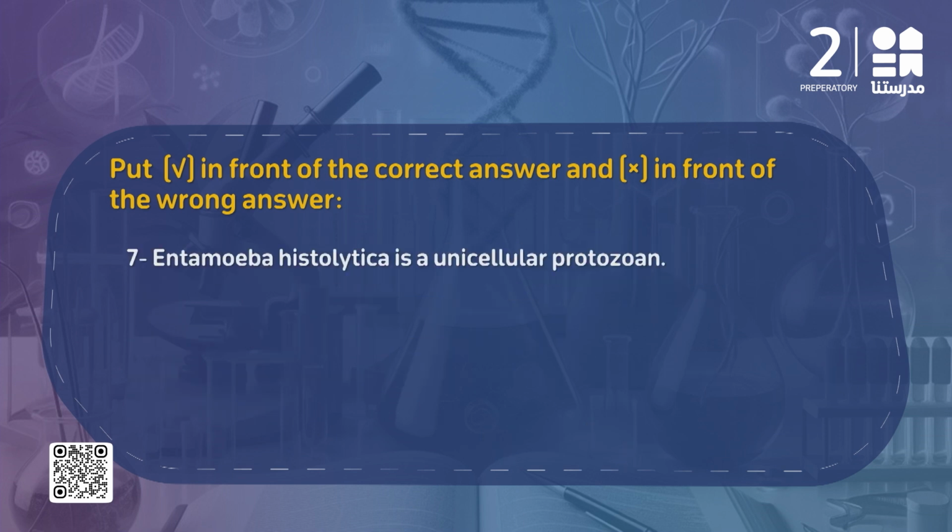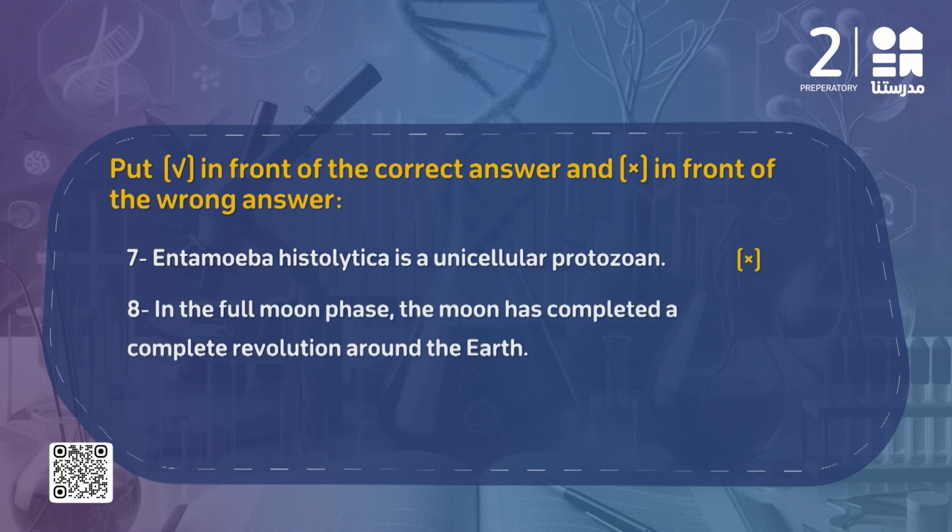Entamoeba histolytica is a unicellular protozoan. False. In the full moon phase, the moon has completed a complete revolution around the earth. Also, this statement is not correct.